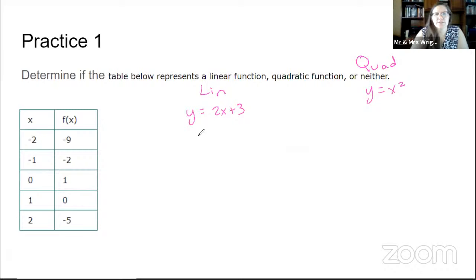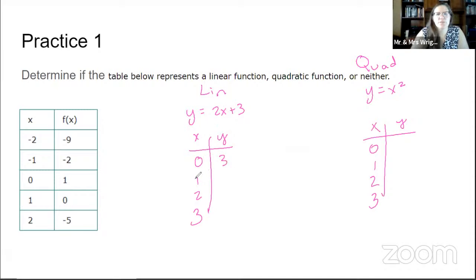So let's create our own little charts for the x's and the y's, because I want to show you what a quadratic looks like. So if we plugged in, let's say 0, 1, 2, and 3 for each of these, because we want to keep them 1 apart. I like to keep the x's 1 apart so that I only have to look at the y's. So if I plug 0 into here, my y is going to be 3. If I plug 1 into this, it's going to be 5. If I plug in 2, it's 7, and 3 is 9. So there we go.